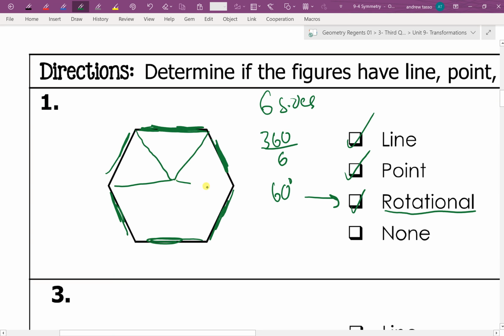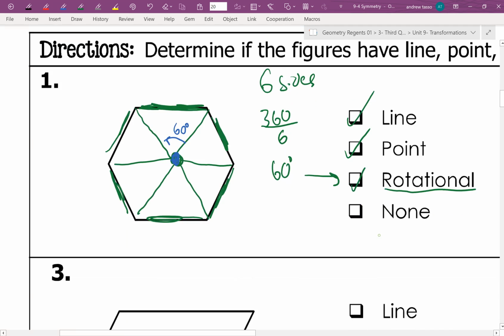you can kind of draw lines out to each vertex like this, and the degree measurement in between of here would be 60 degrees. So that means if you twist the figure by 60 degrees, it will end up looking exactly the same as what it did originally.